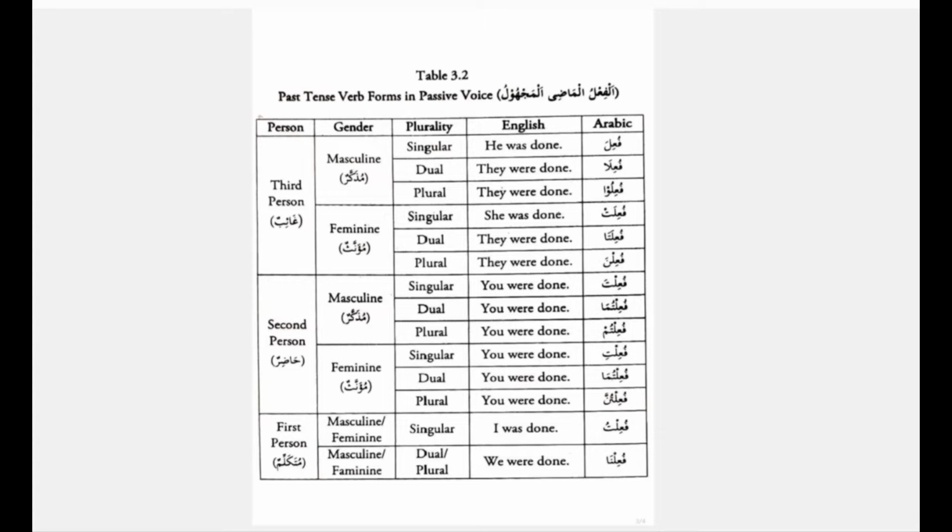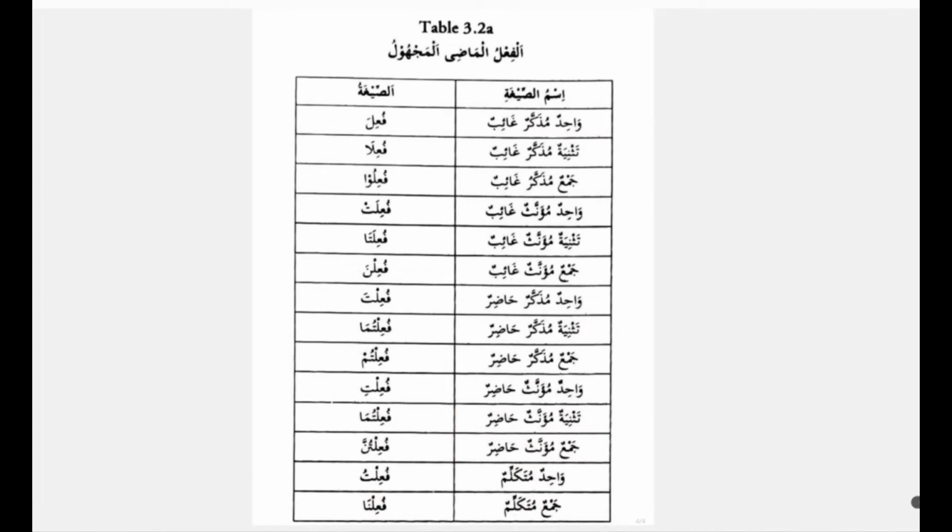Now let's see the same table in Arabic. This is the same table in Arabic, and it has all the names on the right side: واحد مذكر غائب, تثنية مذكر غائب, جمع مذكر غائب, واحد مؤنث غائب, and so on.